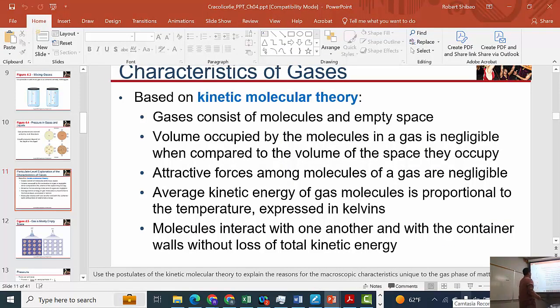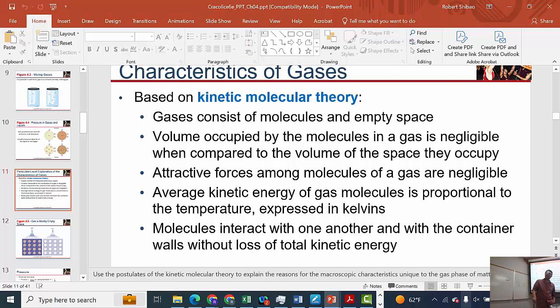All right. The characteristics of gases at the particulate level can be described using kinetic molecular theory. Kinetic molecular theory just comes from the quantum mechanics of matter. Kinetic means motion, and molecular refers to molecules, but not everything forms molecules.